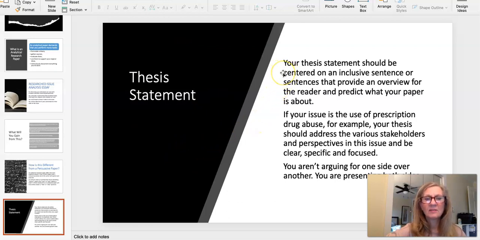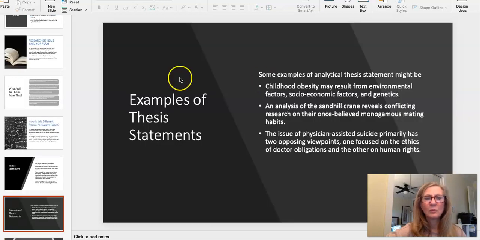So your thesis statement for your research paper essay should be centered on an inclusive statement. In other words, you're going to include both perspectives in your thesis statement. You're going to inform your reader about both perspectives, and you're going to provide that overview and predict what your paper is going to be about.